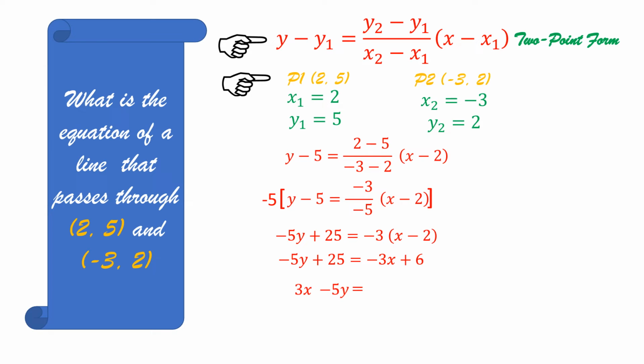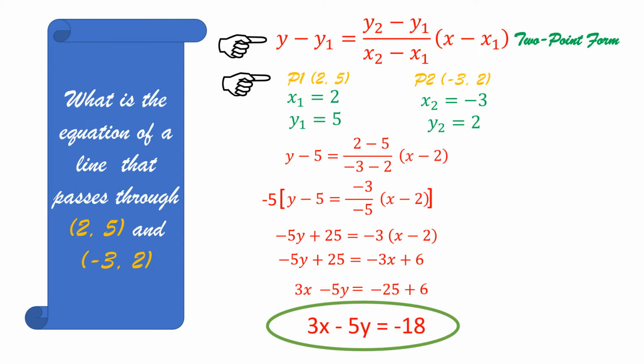And the constant term should be on the right side. So we have positive 25, transpose it on the right side. So that will become negative 25. And the positive 6 is already from the right side, so we don't need to change the sign. By combining similar terms, we have 3x minus 5y is equal to negative 18, which is now our standard form.